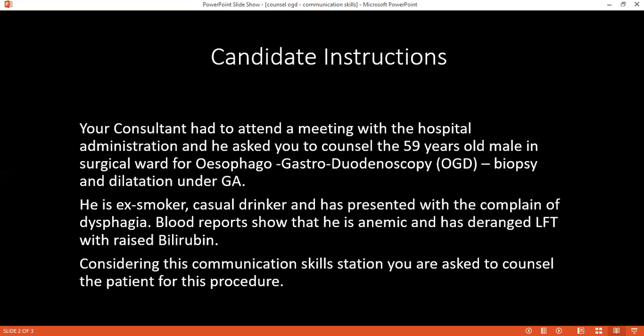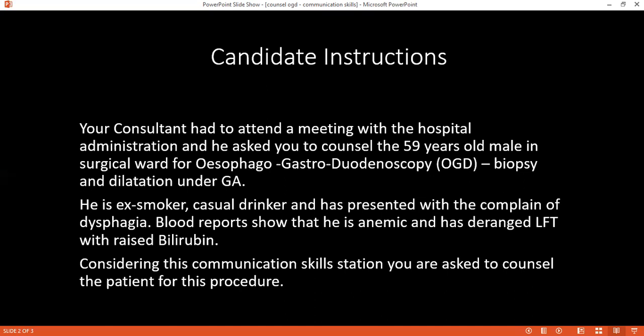Can you please arrange some alternatives? Yes, there is another alternative, which is known as barium swallow. But unfortunately, we won't be able to take samples of your tissue or dilate your food pipe in that procedure. So yes, there is another alternative. So you are telling me that it's best for me to do this? Well, in your case, I suggest you accept this investigation, because it is the best for you.